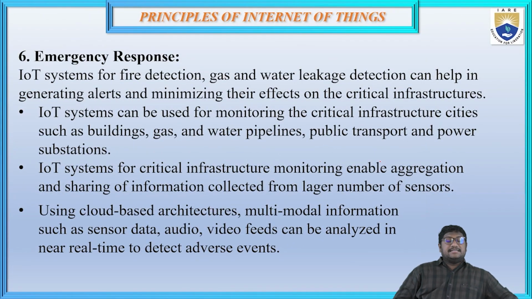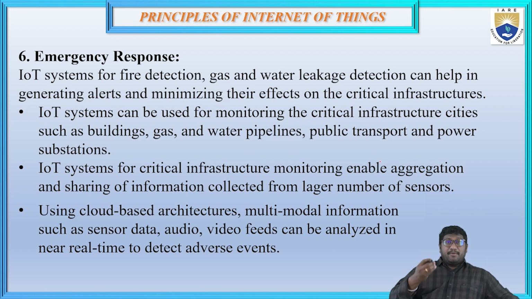The next factor was emergency response. In cities, anything can happen at any time. Might be a fire, might be a gas leak, or else a water leakage system, which is going to give you some alerts. This is what emergency response was due to the natural calamities which are happening in the critical environment system.